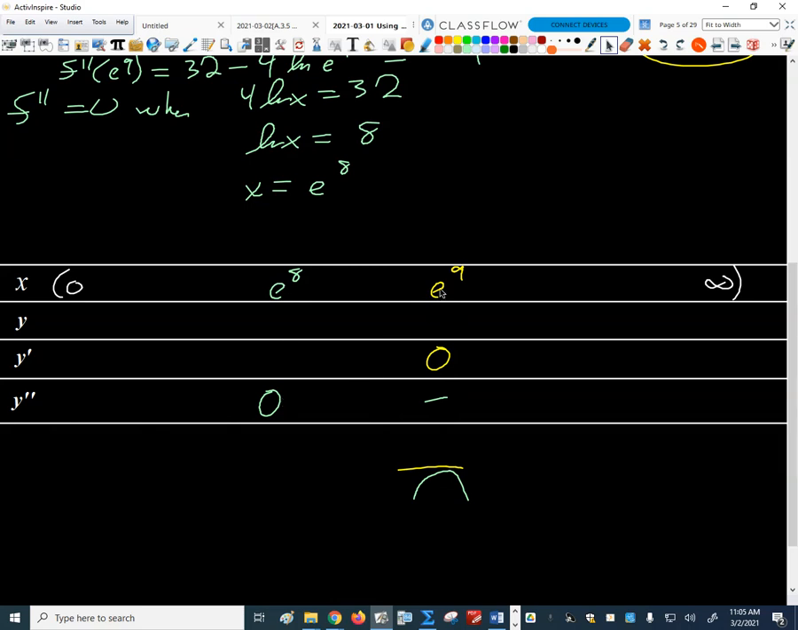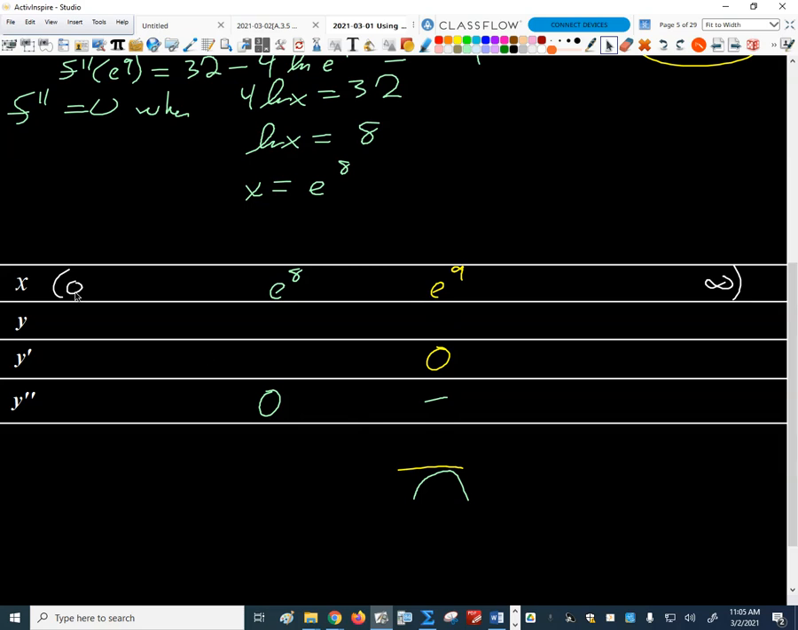What's really the only thing that we have left to do here on our table? Test points? Yeah, and I really just need one test point, don't I? Right, I was able to apply the second derivative test on my critical number to determine that that was a maximum. But now I just need to determine if this 0 of the second derivative is an inflection point, right? Is it a place where the concavity is changing?